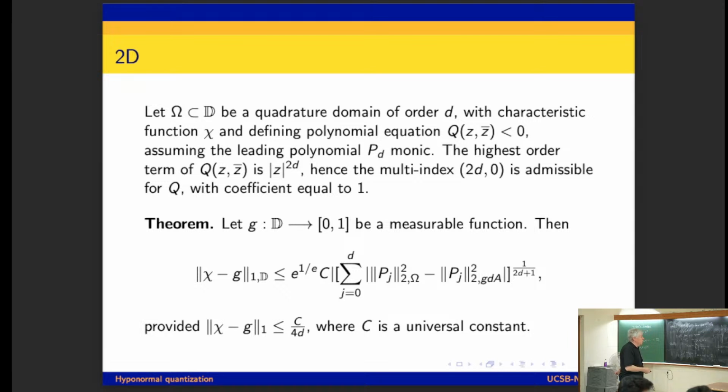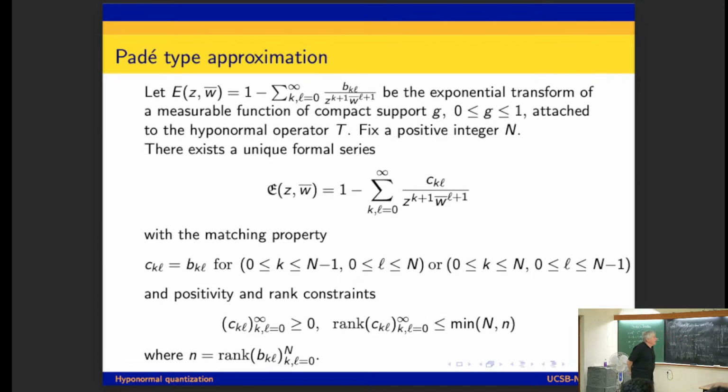For quadrature domains, I wrote it here. It's quite interesting because only the polynomials which enter into the defining boundary, the polynomials which give the boundary, enter. And what we saw on the disk works in general. So there is a Padé type scheme which is very effective. Now back to 2D.